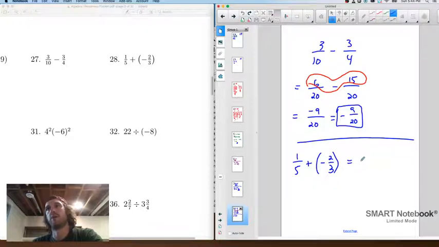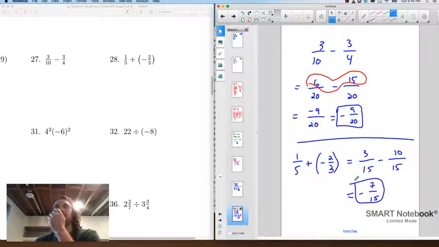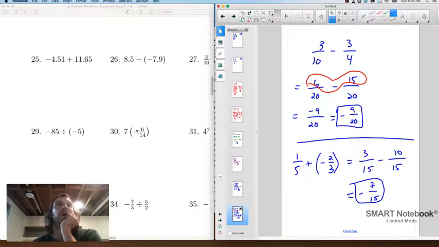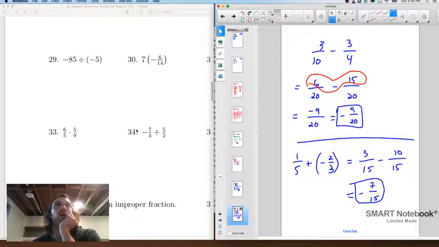All right, common denominator, 3 and 5. That's going to be 15 again. Multiply by 3. 3 to 15 is 5. Multiply, that's going to be 10. So this is 3 minus 10, which will give us negative 7/15. Super.